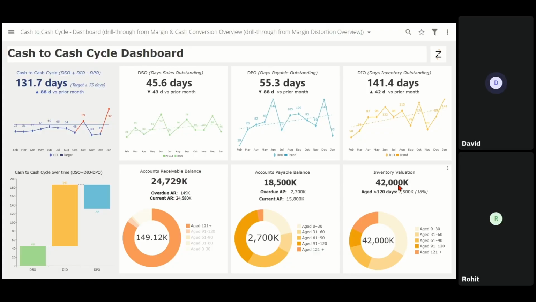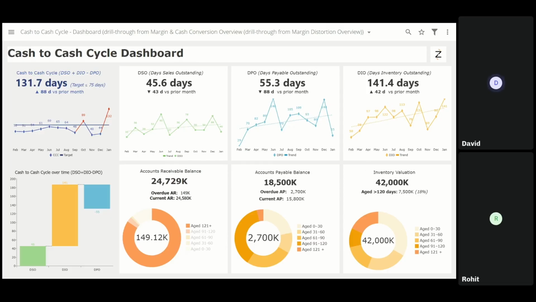42,000. And what is also concerning here is that from this 42,000, 7.5 million has an aging in the inventory of more than 120 days. So that represents over 18% of my whole inventory valuation. That means that the cash is sitting on the shelf, and this is matching with the earlier signal that my days inventory outstanding is high.